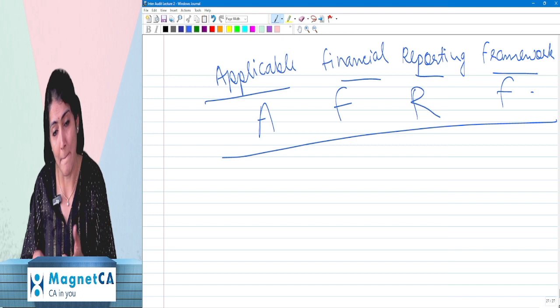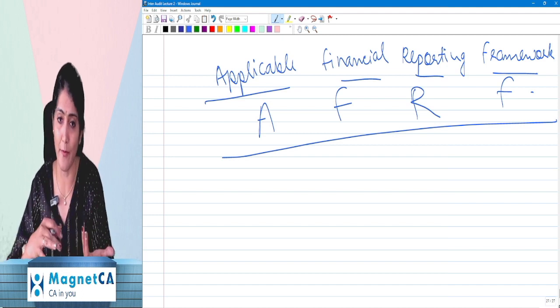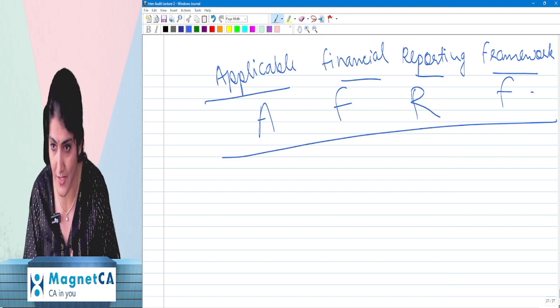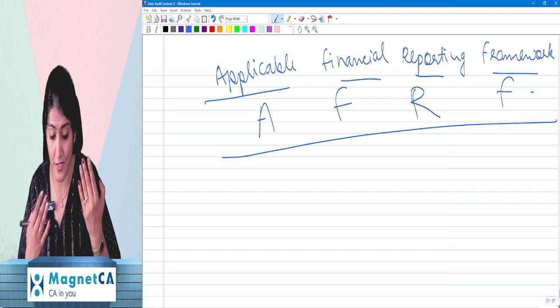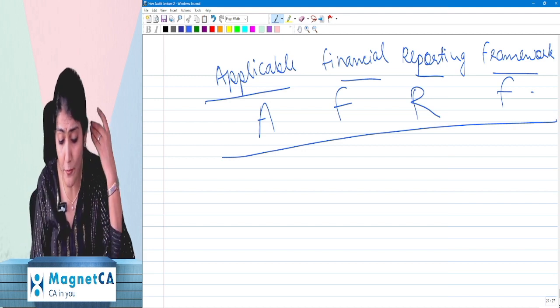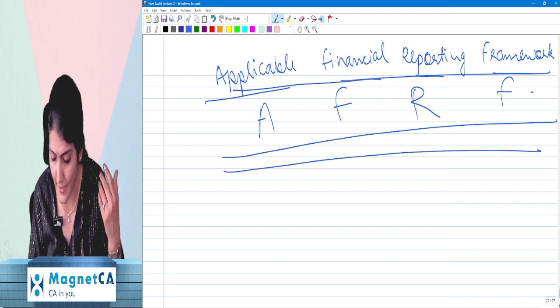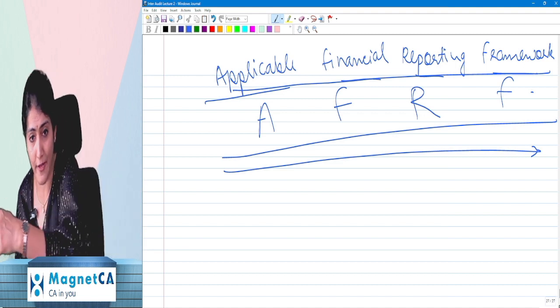If I say my favorite subject is audit, and then I have to say it the reverse way, I'll say audit is my favorite subject. You understand? My favorite subject is audit, and audit is my favorite subject. Likewise, if I have to convert this applicable financial reporting framework, instead of reading left to right, I have to read it right to left.